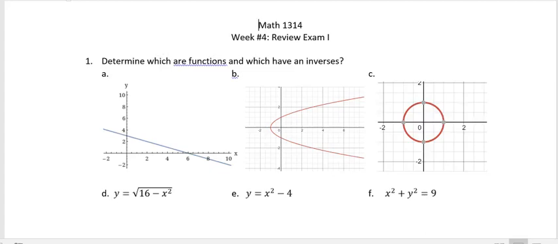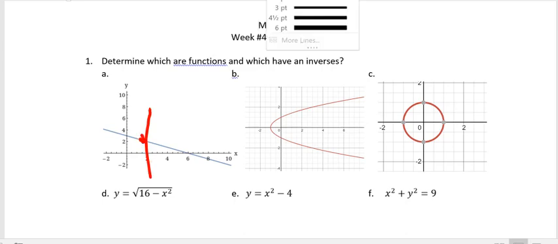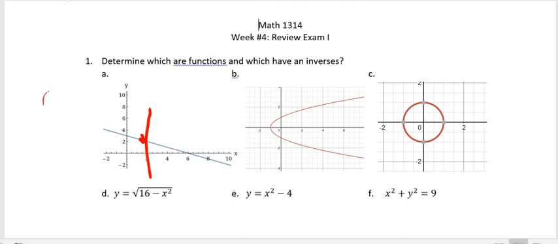So it says determine which are functions and which have inverses. Okay, so for letter A, to determine if it's a function, we can just use the vertical line test. If you draw a vertical line anywhere, notice that the graph only touches in one location, and so that's going to be a function. Does it have an inverse?